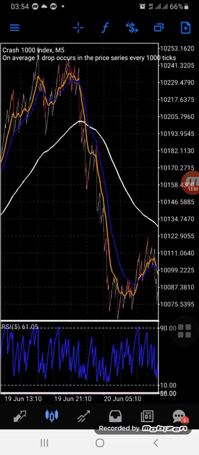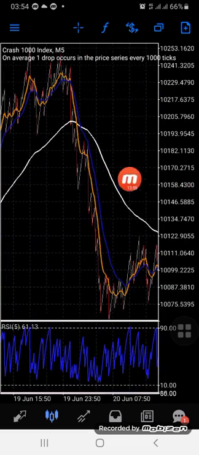All right, simple as that. You see another cross down here, it moved massively.